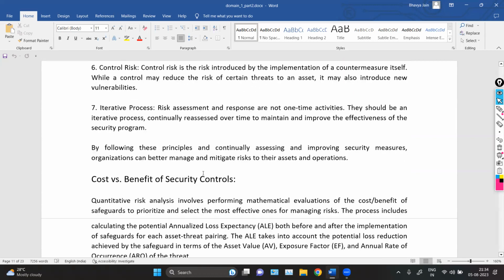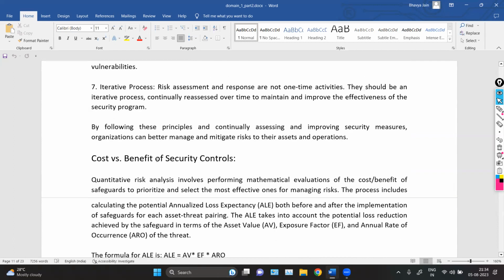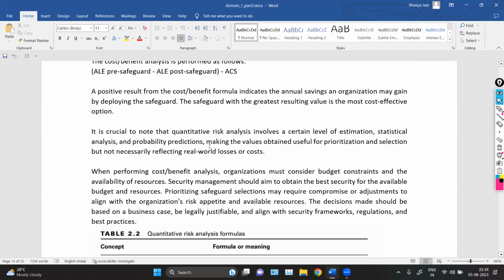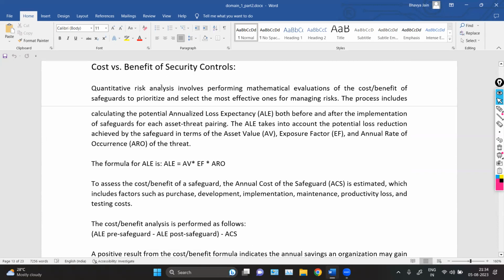Then before that, we have this one, which is ALE. Sorry, this ACS or ALE is not part of the exam, but it is important. The quantitative risk analysis involves performing mathematical evaluations of the cost benefit of safeguards to prioritize and select the most effective ones for managing risk. The process includes calculating the potential ALE both before and after the implementation of safeguards. So we are calculating the ALE before putting the safeguard and after putting the safeguard.